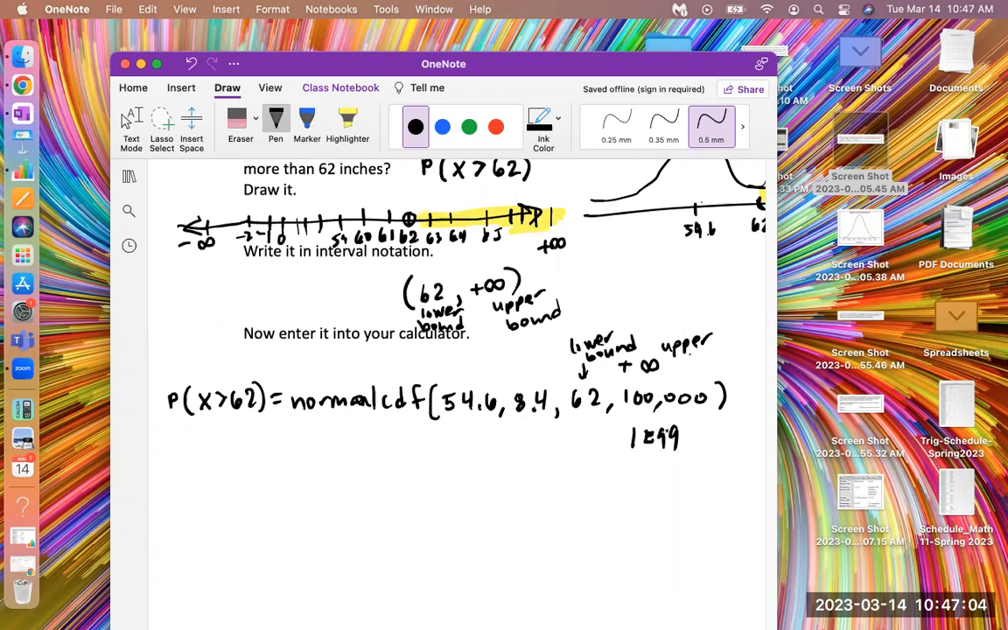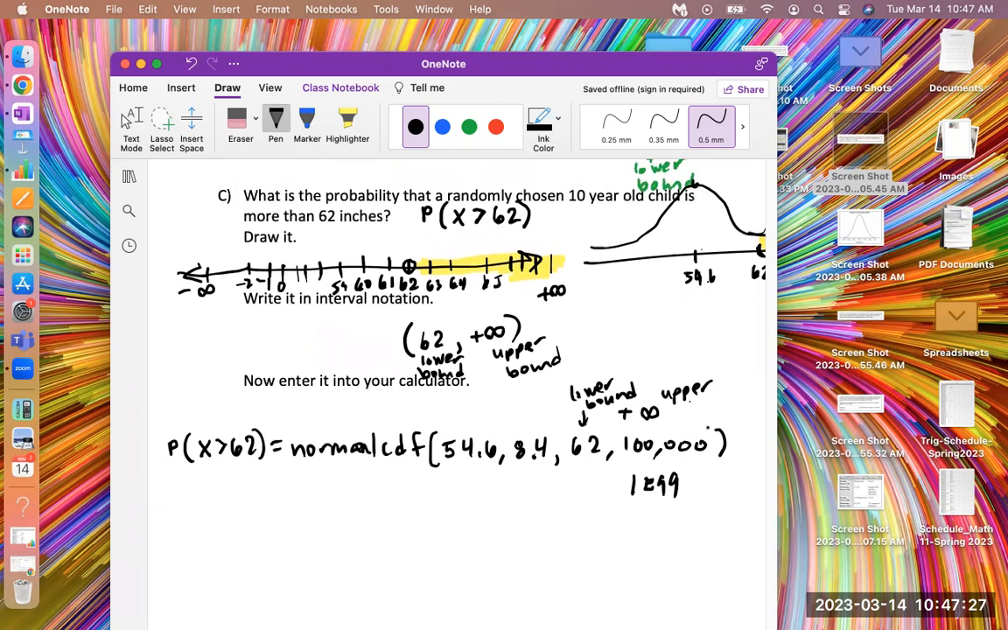The common mistake that students make a lot is they switch the upper and lower bounds. So they accidentally write 100,000 and then 62. The calculator's not going to like that. Well, I think it gives you an answer, but it gives you the wrong answer. The other mistake that students make is they put negative infinity instead of positive infinity, or positive infinity instead of negative infinity. So make sure you don't make those mistakes.